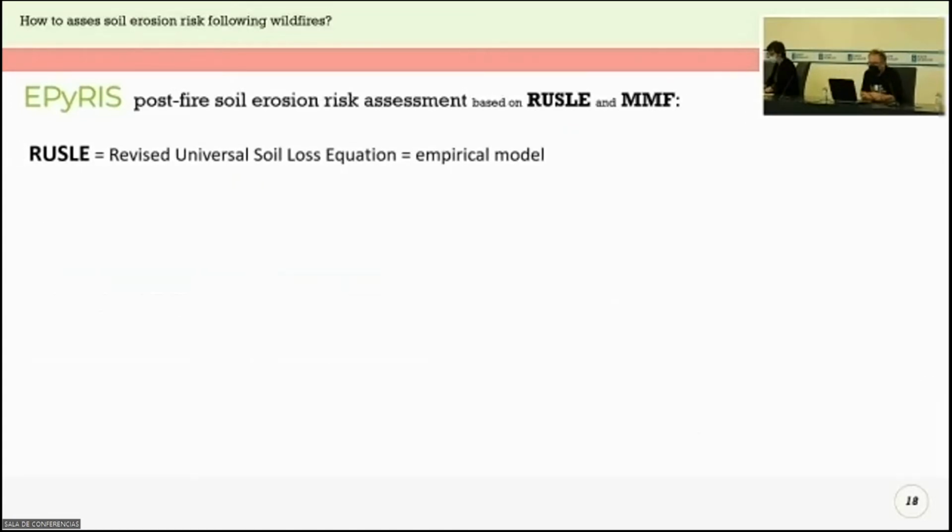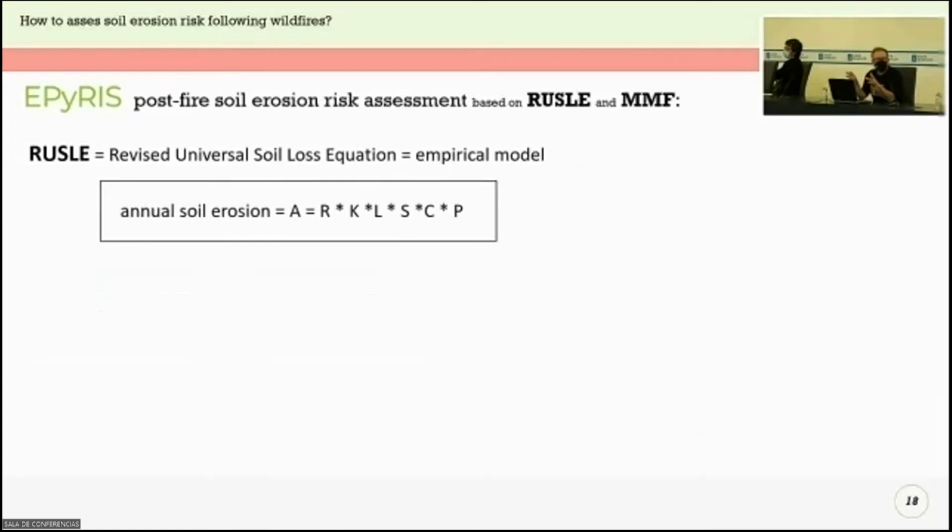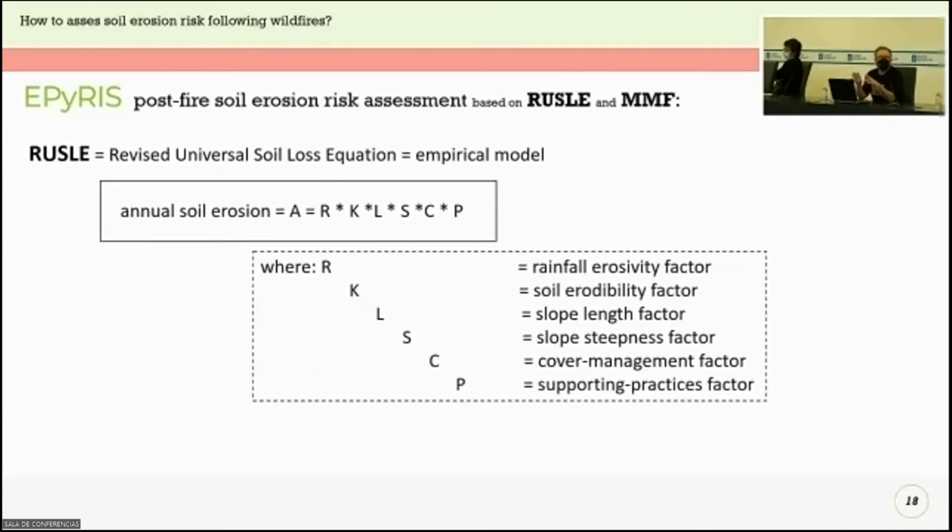Okay, like Alvaro also said, we basically selected two models, Roesle, which is a revised universal soil loss equation, which is an empirical model, which is based also on a lot of data, but there is a concept behind the model, and the model says like this: the annual soil erosion, A, is a function of a multiplication of 1, 2, 3, 4, 5, 6 factors, okay? And those factors are rainfall.